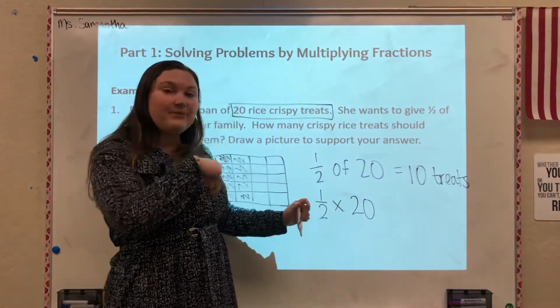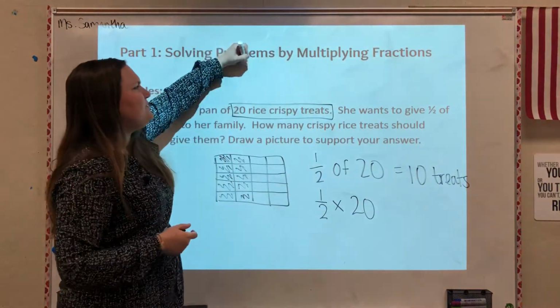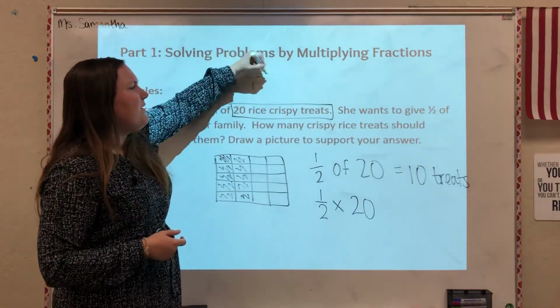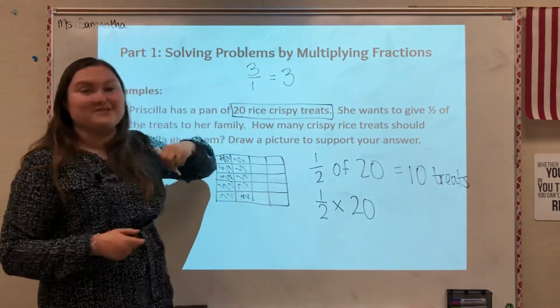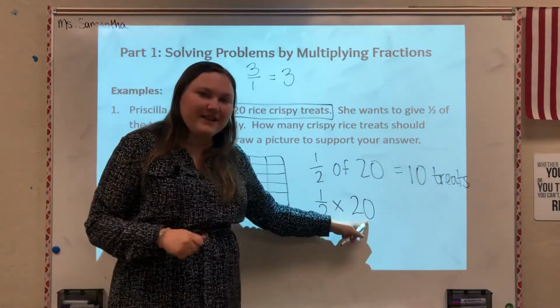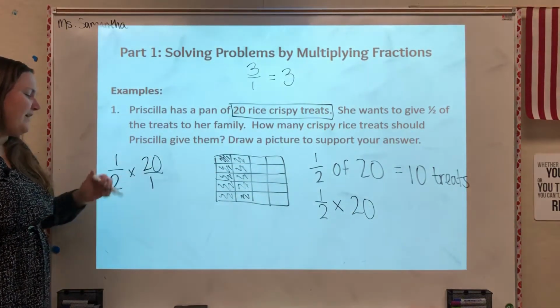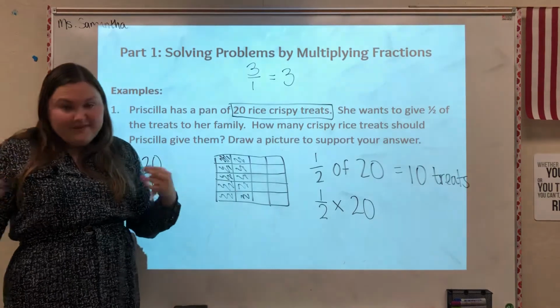It's like that review question we just did, but in reverse. Remember that review question earlier where I had 3/1 and I just wrote it as 3? If we go in reverse, if I want to make a number look like a fraction, I'm going to write it as 20/1.